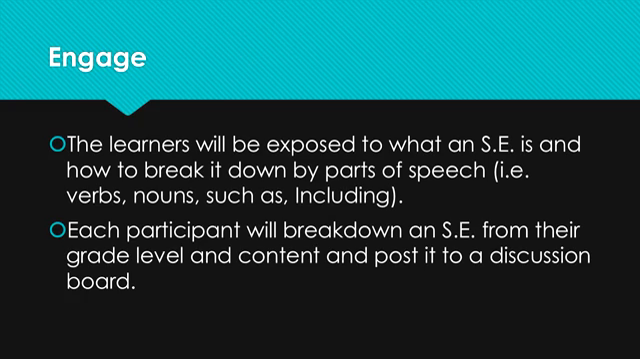In the Engage portion of the module, the students will be shown an SE and practice identifying the verb by circling it and the nouns by underlining them. To ensure that all participants can do this, they will take an SE from their grade level and content and identify the verbs and nouns by circling and underlining. They will then post their broken down SE to a discussion board in order to share with their colleagues.